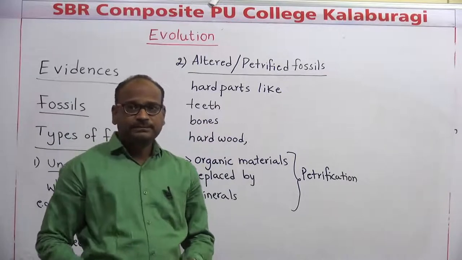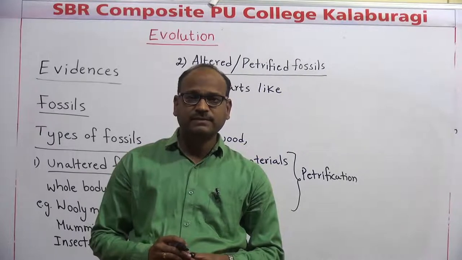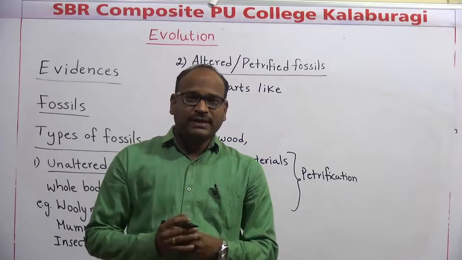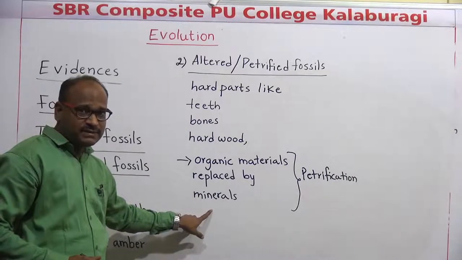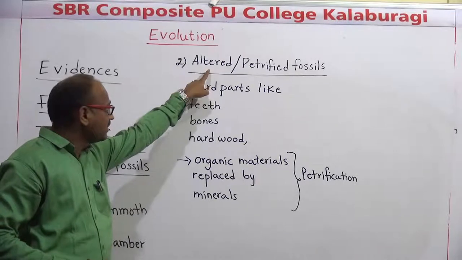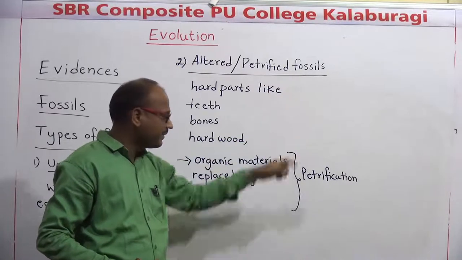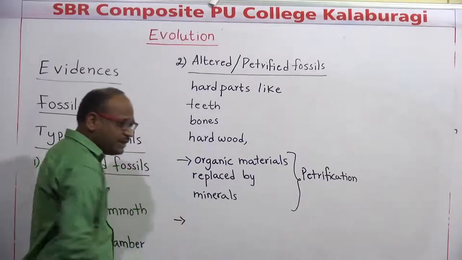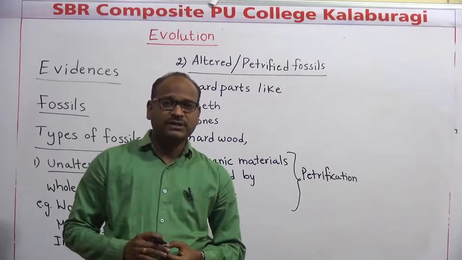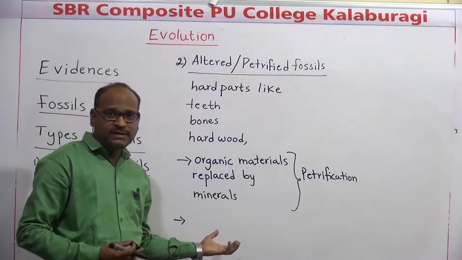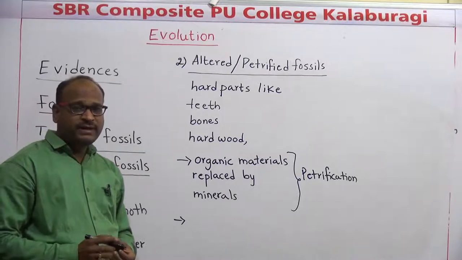If you find any hard remnants of extinct organisms, generally the organic material is replaced by the minerals. That's why such altered fossils are also known as petrified fossils. So some skeletons or bones of the dinosaur and several other extinct mammals, and even other vertebrates, are now available. So that is about altered or petrified fossils.